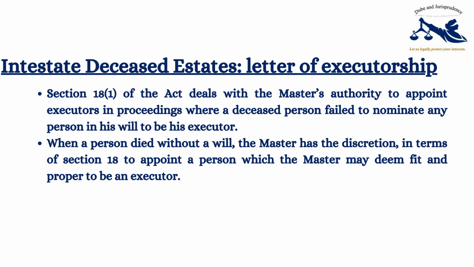Intestate deceased estates. Letter of executorship. Section 18(1) of the Act deals with the master's authority to appoint executors in proceedings where a deceased person failed to nominate any person in his will to be his executor. When a person dies without a will, the master has the discretion, in terms of Section 18, to appoint a person whom the master may deem fit and proper to be an executor.